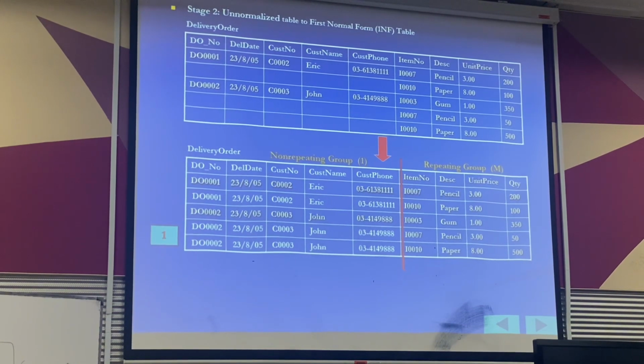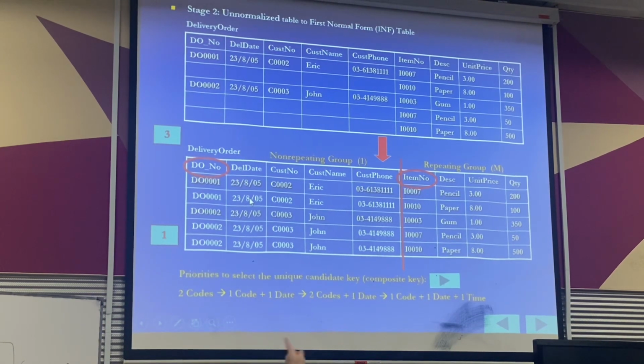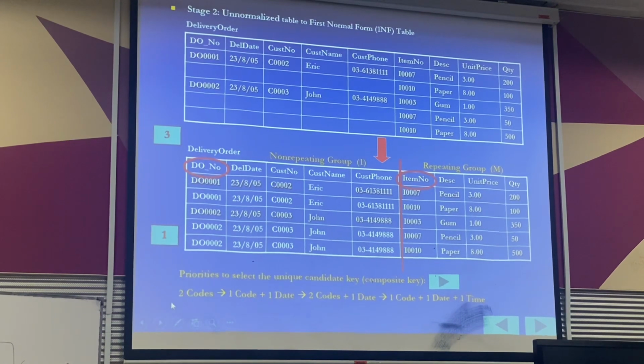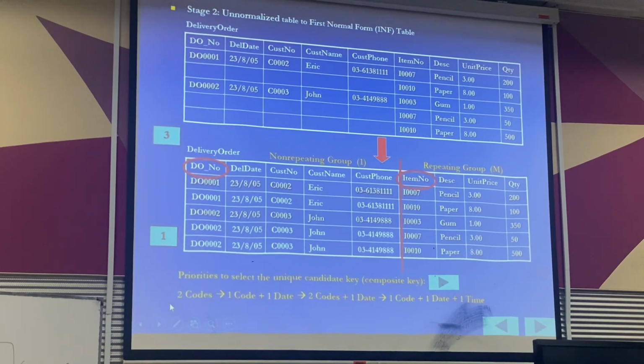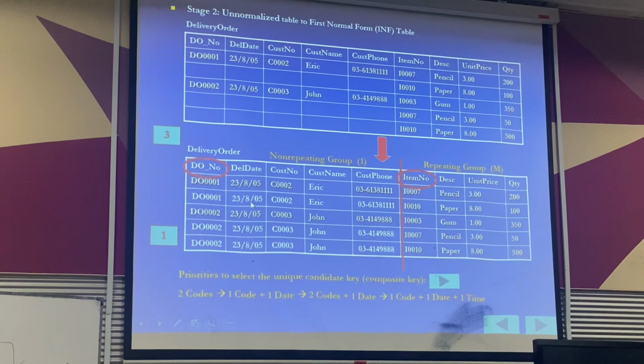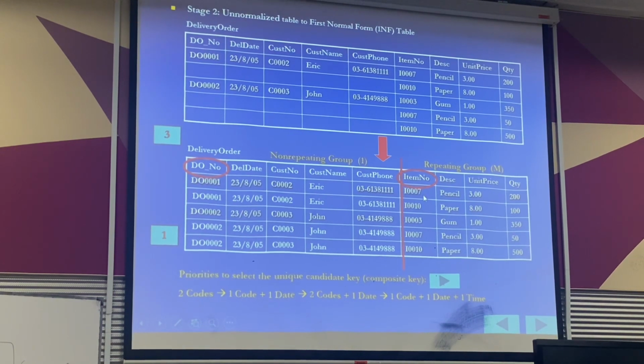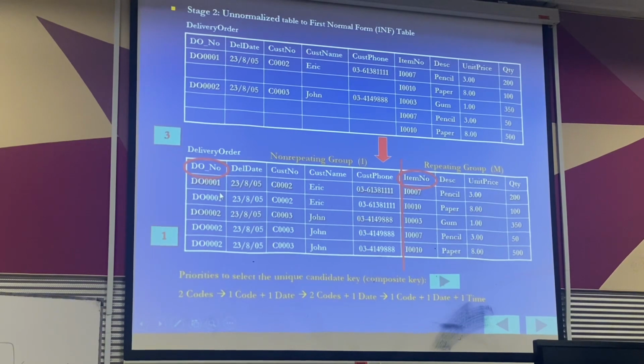So now we have two tables only. One table is this. The other table is this one plus the code at the front. Okay, so you can see this is the DO code. So follow a priority, as I just mentioned. The DO code is unique, because it is impossible to have the same item in the same DO two times.